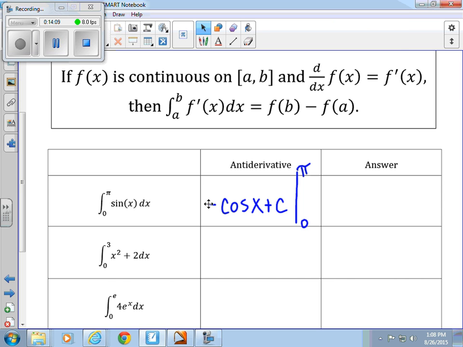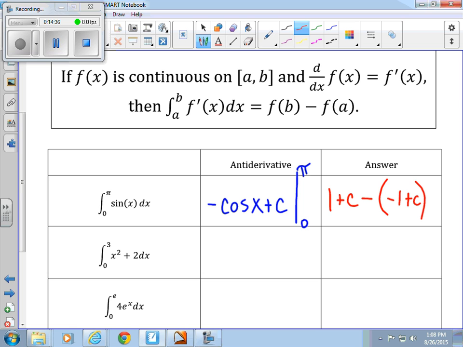What do we get when we put in pi? What's cosine of pi? Negative 1, and what's negative of negative 1? 1. Okay, so I get 1 plus c. Minus cosine at 0. What is cosine at 0? 1. So negative something, we get negative 1 plus c. When I subtract those, what do I get? 2.